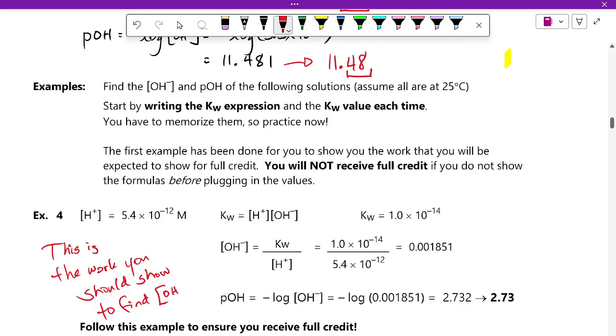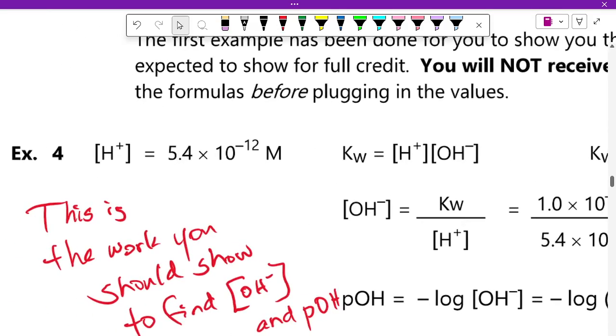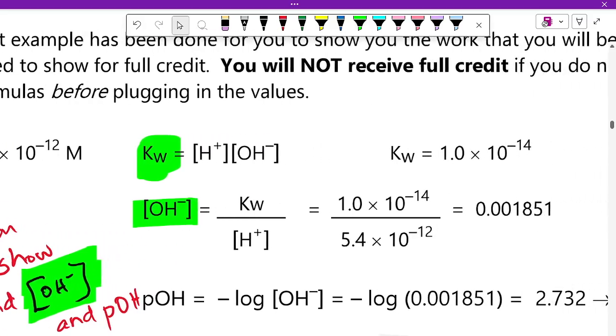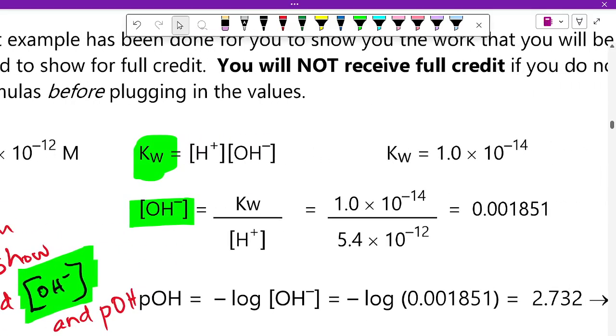concentration of OH and pOH. So you would say, okay, I have hydrogen and I want to find hydroxide. In order to find that, I need to use Kw. So write out the Kw and then rearrange the Kw so that you've found hydroxide. And then plug in your Kw value, your hydrogen value, and you get your hydroxide ion concentration.